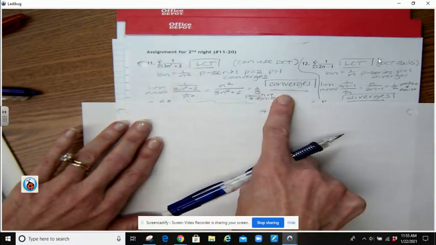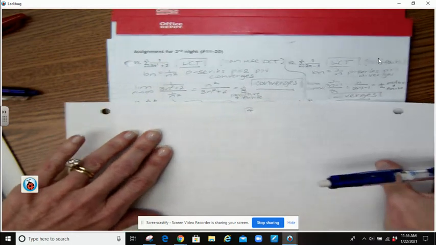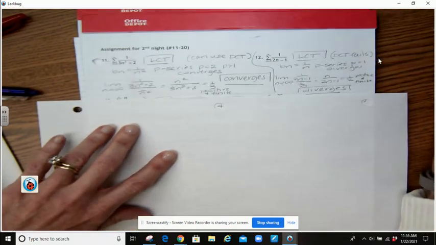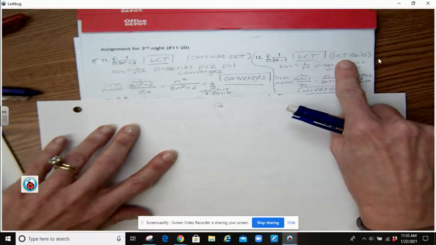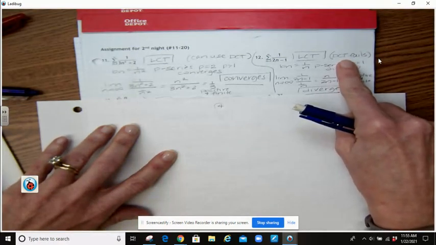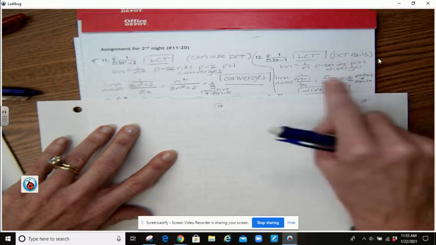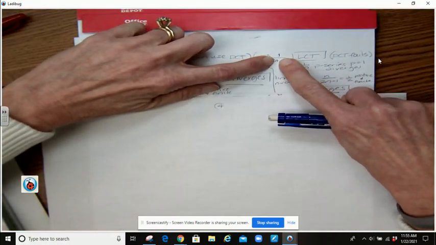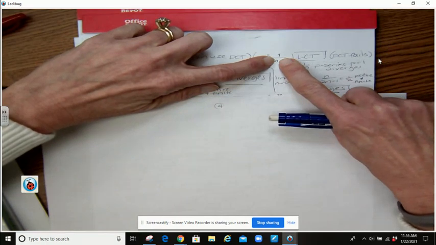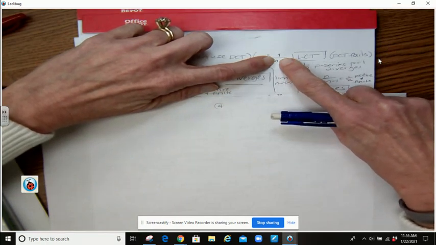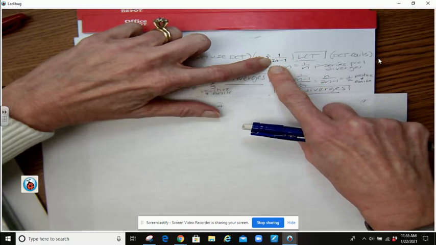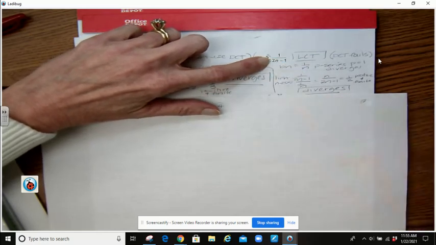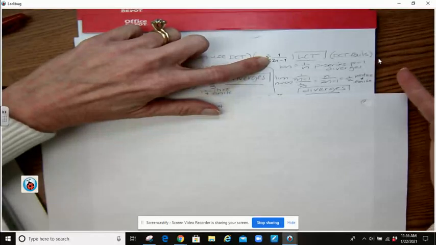So for number 12, I also use limit comparison because, again, I was comparing it to a p-series. You cannot use direct comparison here. It fails. So again, if you cover up the constants, that's what you can compare it to. And 1 over n is a p-series where p is 1. If you try and make any of the other tests work for that, none of them do. So you're left with a comparison.